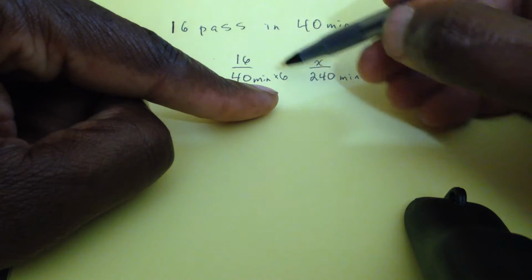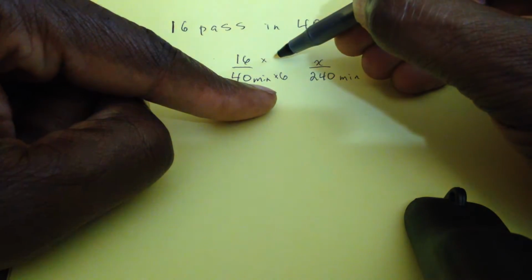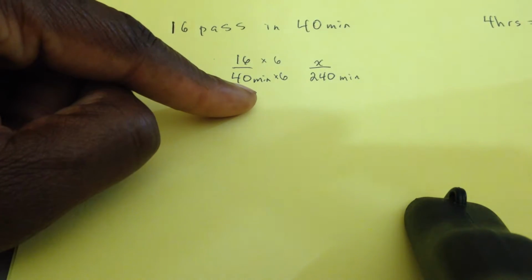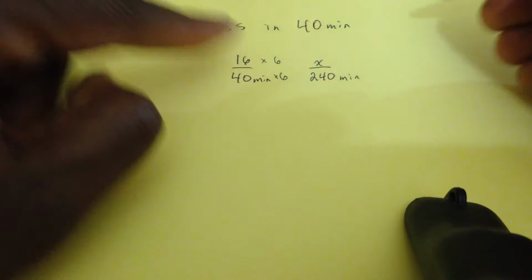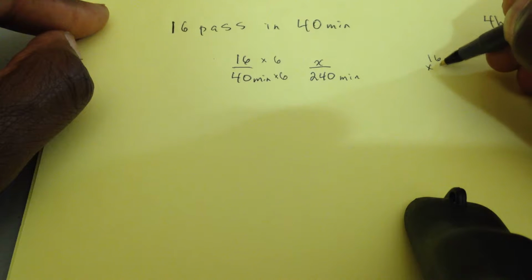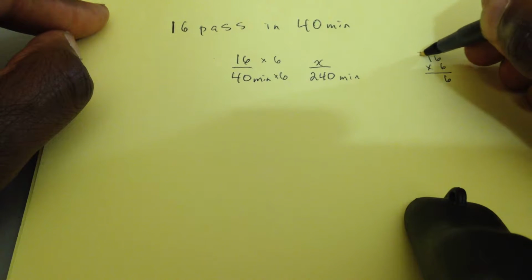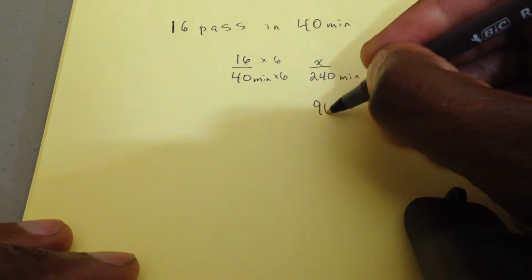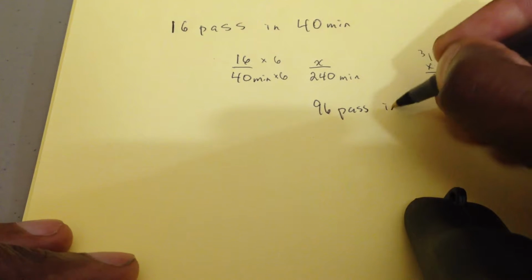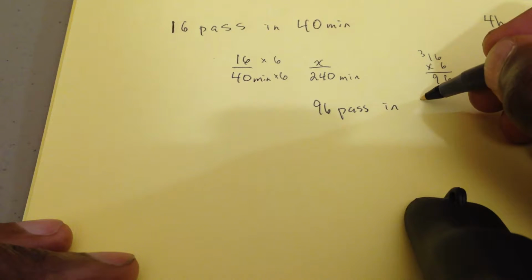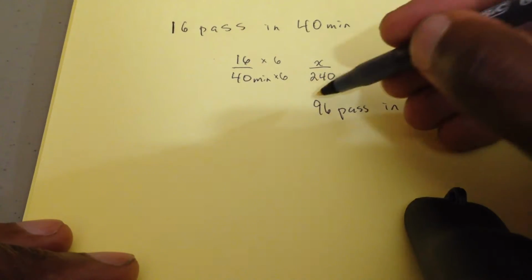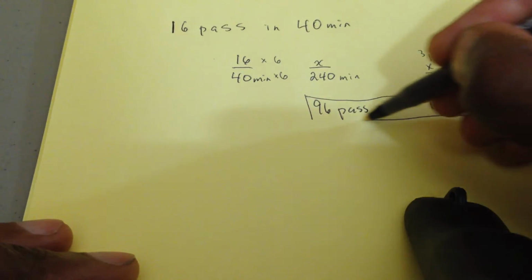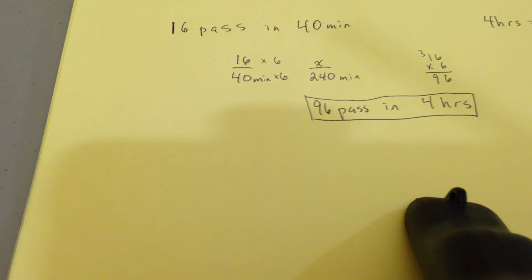Well, if that's happening 6 times, that means she'll be seeing 16 passengers 6 times. So really what you're going to do is 16 times 6, and 16 times 6 is going to be 96. So she sees 96 passengers in 240 minutes, or in 4 hours. Okay, that's the amount of passengers she sees in 4 hours. So 96 passengers in 4 hours. That was day 1.